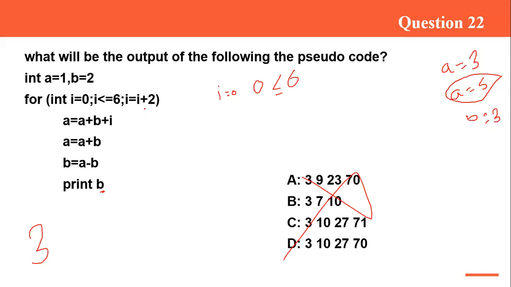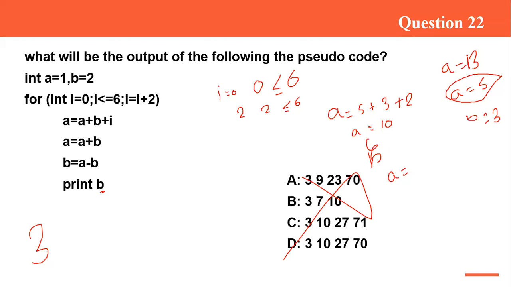Okay, now it goes back. I is equal to I plus 2. I was 0. 0 plus 2 is 2. 2 less than or equal to 6 is true. Enters inside. A equal to A plus B plus I. A was 5. A is equal to 5 plus 3 plus 2, which is 10. So A value is 10 right now. Then A is equal to A plus B again. A is equal to 10 plus 3, 13. So current A value updated is 13.